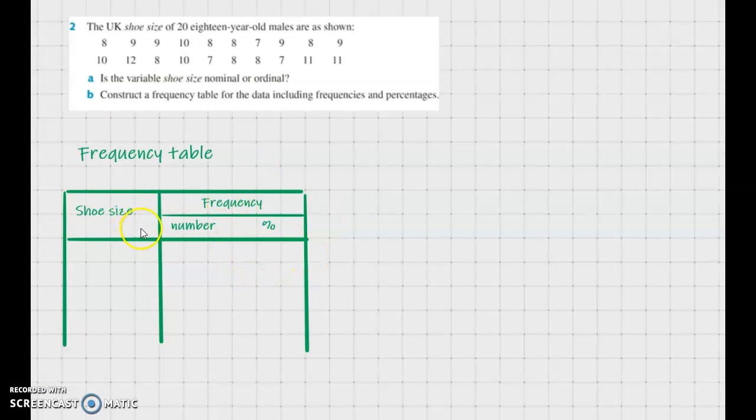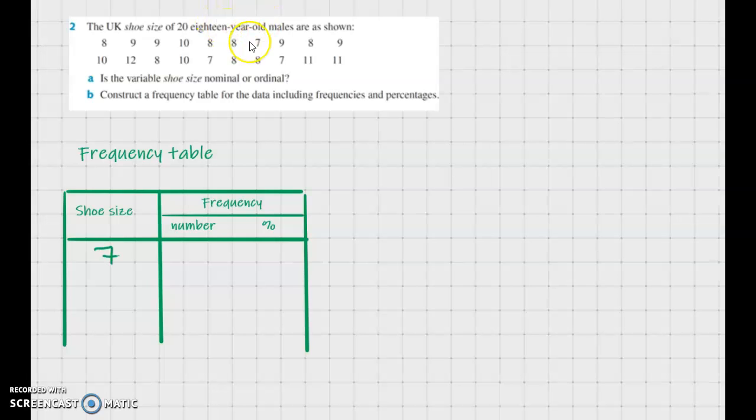Okay, so I've set up my table. I've got my variables here, which is shoe size, and I'm going to write down the shoe sizes as I go. Over here, I've set up where I'm going to put the frequency. So there's the raw number and the percentage, and I'll show you how to work out the percentage. So what we do is we look at the shoe sizes and we see what the first size is. So we look up here and we can see the smallest number is a 7. So let's write 7 right there.